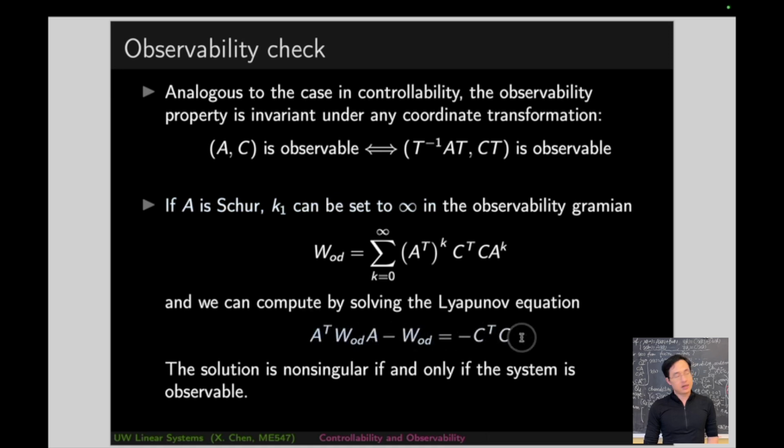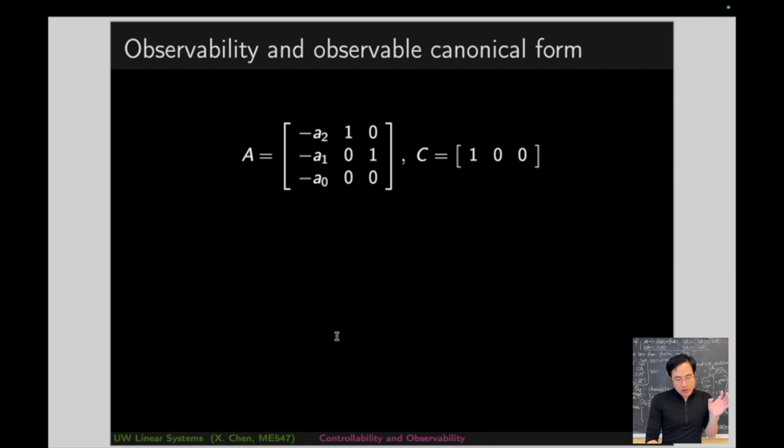solving this Lyapunov equation. We talked about the controllability canonical form, and a system in that form is always controllable. Let's look at now the actual reason for the term observable canonical form. This is the observable canonical form. C is 1, 0, 0. A has the first column filled with the coefficients a0, a1, a2.